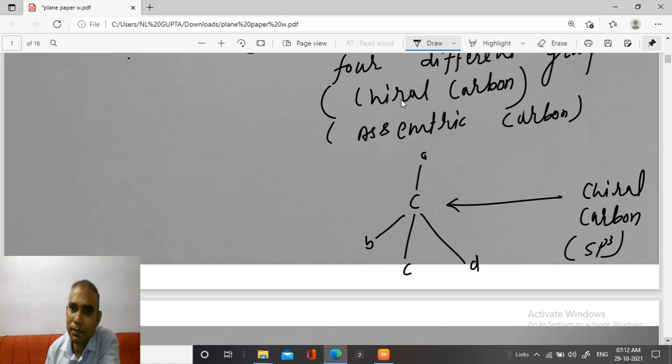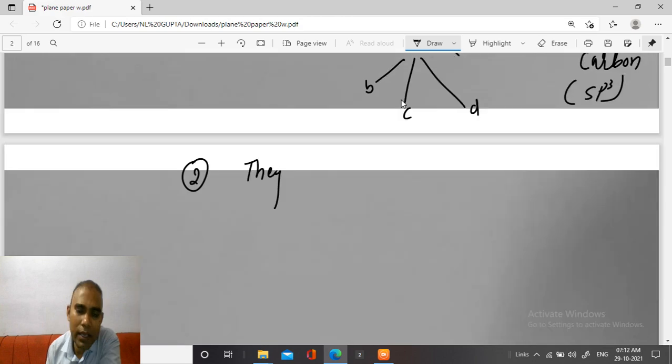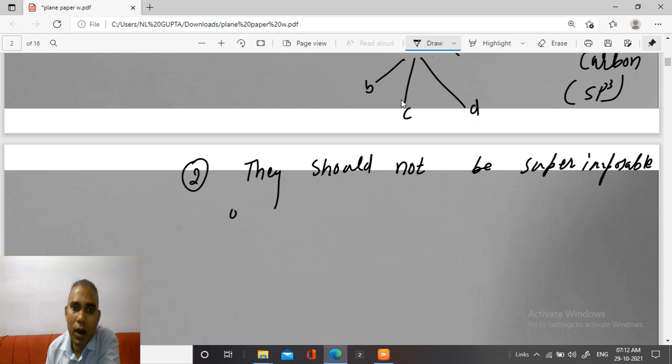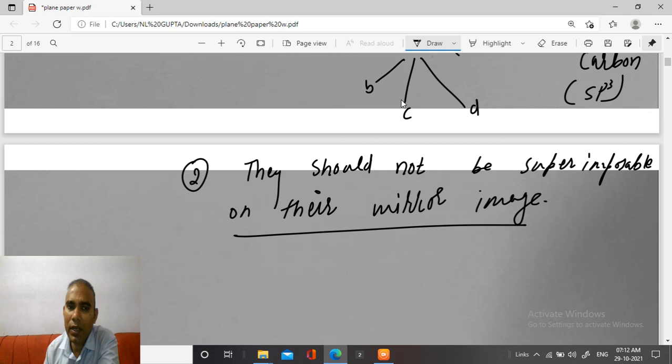Now, the second condition is that they should not be superimposable. What is the meaning of superimposable? Superimposable on their mirror image. They should not be superimposable on their mirror image. That is the second point, dear friend.